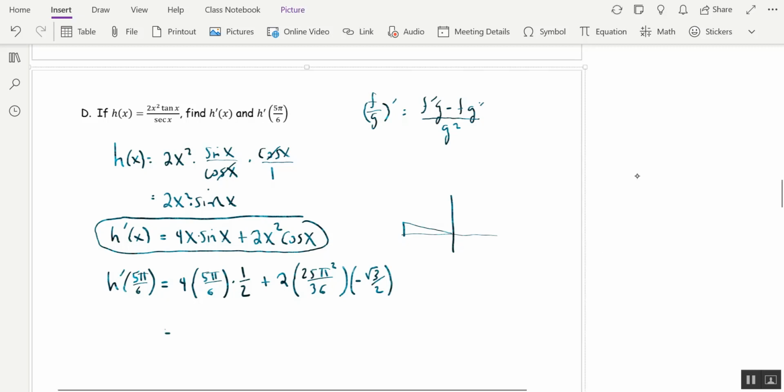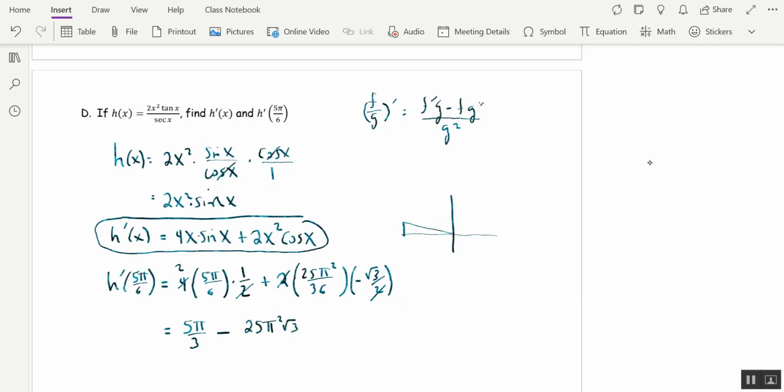And now if we clean that up, this 2 goes into 4 twice. And so this first expression simplifies as 5 pi over 3. And the second expression will be negative. And the 2's cancel. And I get 25 pi squared root 3 all over 36. And I can leave it like that.